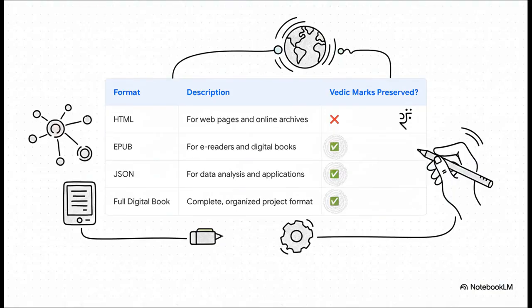You can export it as a simple HTML file for a website, sure. But the really crucial part for scholars is that you can export to formats like EPUB for an e-reader or JSON for data analysis. And those formats preserve those critical Vedic marks. That is huge. It means all that careful work you did isn't lost. You get a perfect digital copy with all the important details intact.